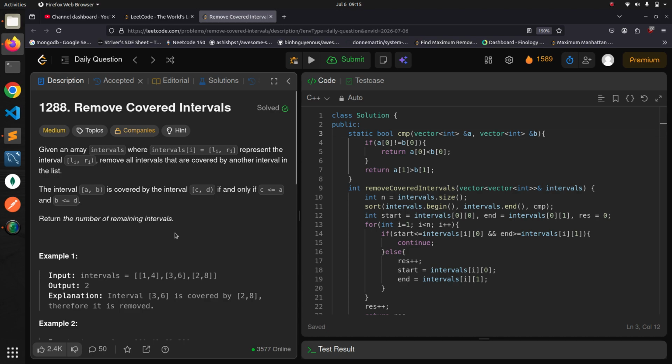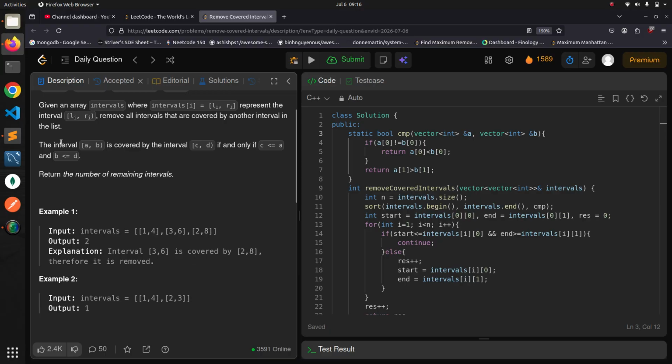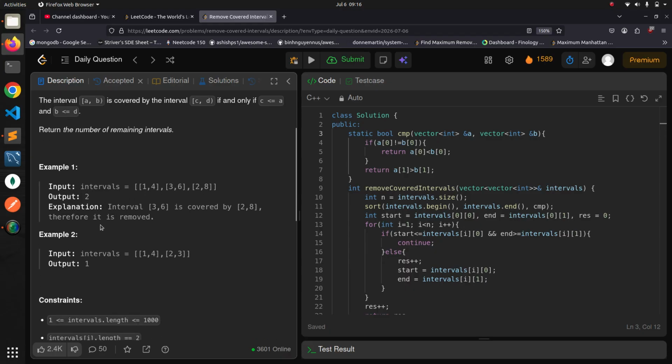So in this question we are given an intervals array which contains vectors. The first element will be the starting point of an interval and the second integer will be the ending point of the interval. We need to remove the intervals which are covered by another interval. For example, let's say interval AB is covered by interval CD when C, the second interval's starting point, is less than or equal to the next interval's starting point, and B should be less than or equal to D. So this is the problem.